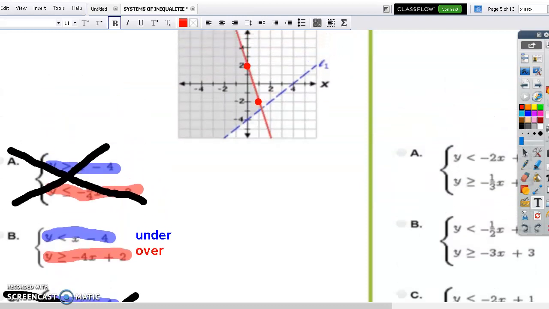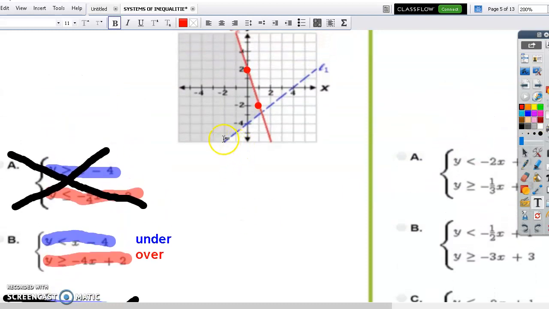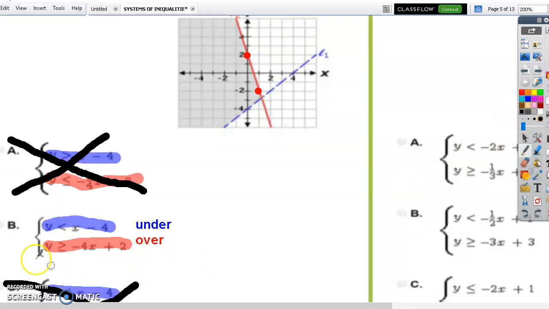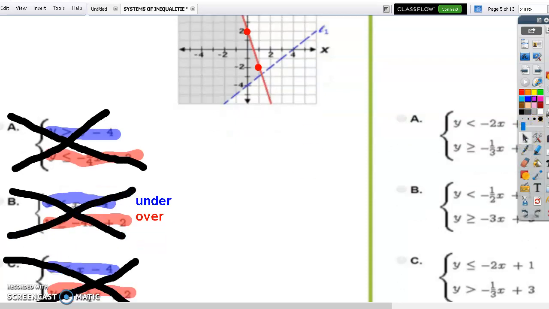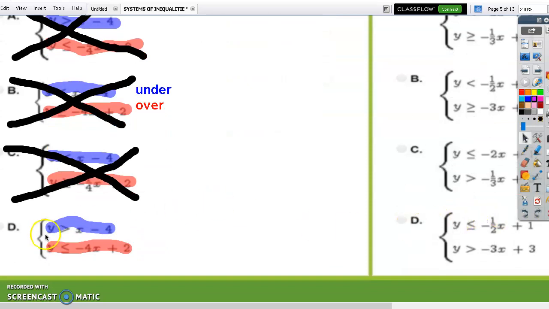All right, so let's look at our graph. If I were to put my left hand over my blue line, the shading is over or above it. So B is not going to be my answer. Which means, most likely, unless I made a mistake, which I didn't, that D is our answer.